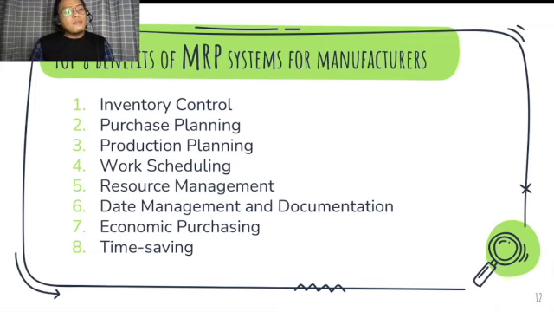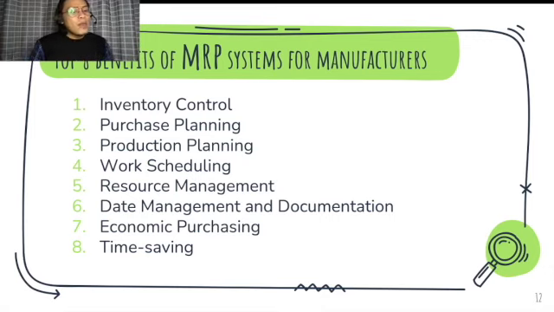And then the fifth one is resource management. So of course, raw materials are the lifeblood of any manufacturing processes. So having control and ready information about raw materials availability and expected yield also gives the manufacturer an idea of other resources to engage in the process. And then we have data management and documentation. So manufacturing involves the generation, analysis, and presentation of a tremendous amount of data. So MRP systems assist manufacturers in handling this information.